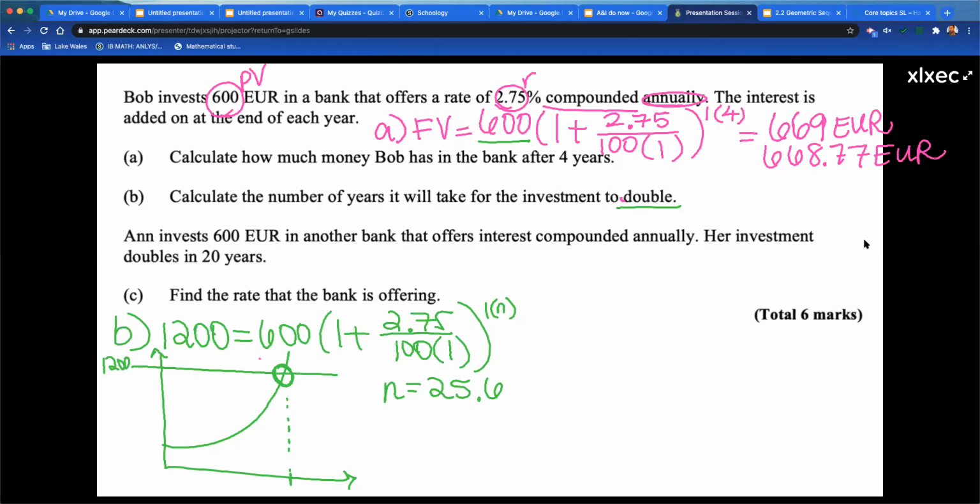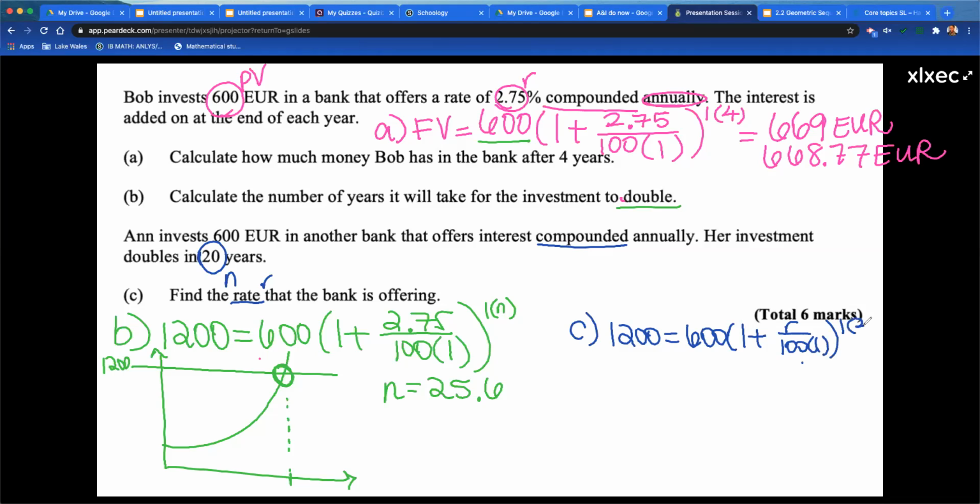Lastly, for B or C, it says Ann invests 600 euros in a different bank account that offers an interest compounded annually. Her investment doubles after 20 years. Again, we're still dealing with compound interest. This time we know that it doubles after 20 years, so 20 represents what? N. Yeah, N, and we're looking for our rate, so we're looking for our R. So we would set it up as, what's FV? 1,200, because it said that it doubled. Our present value is 600.